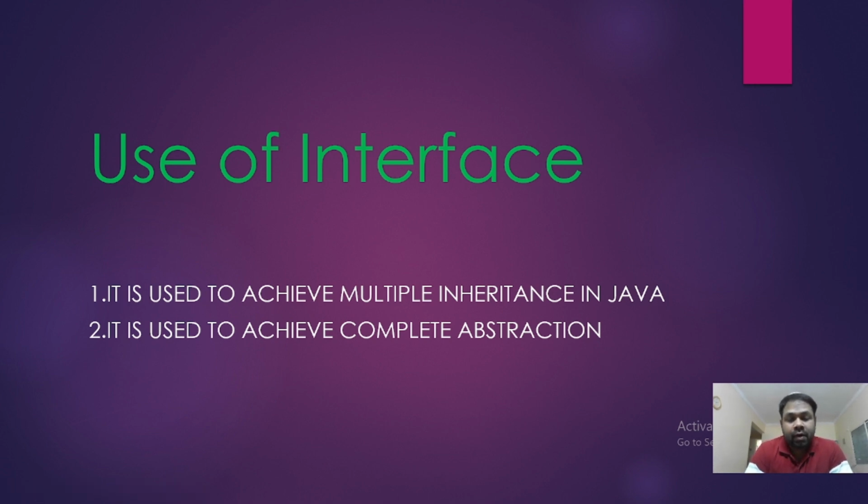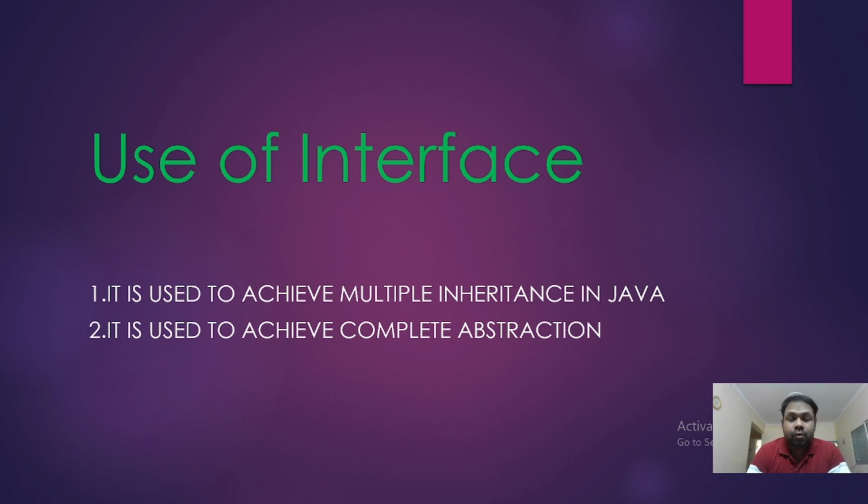So in another video I have explained the inheritance concept, where I have told that multiple inheritance is not possible in Java, but it can be achieved through interface. That we will be seeing in this video. Along with that, the second point is it is used to achieve complete abstraction. Here, I mean to say only the necessary things will be shown to the user, the exact functionality, everything will be hidden from the user.